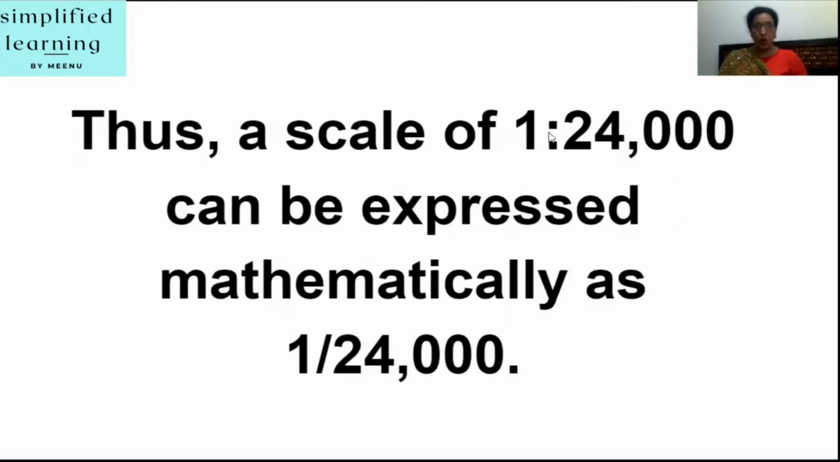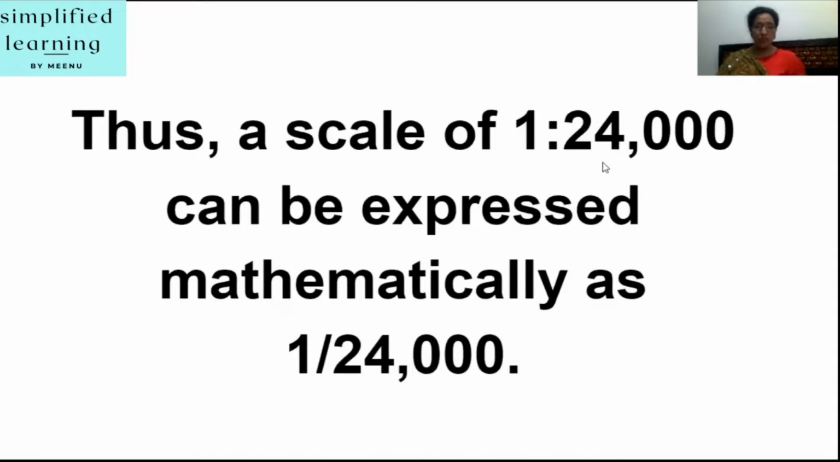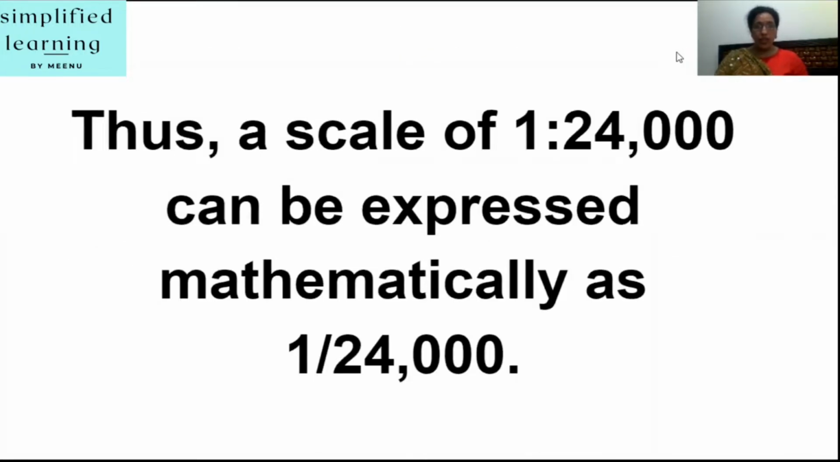So how do we write it? 1:24,000 or 1/24,000. So it's in the form of a fraction. Clear? So it means 1 centimeter on the map represents 24,000 centimeters on the ground. Clear? So if we take the unit as centimeter, 1 centimeter on the map represents 24,000 centimeters on the ground. So the unit on both sides, that is the numerator and denominator side, should be the same.